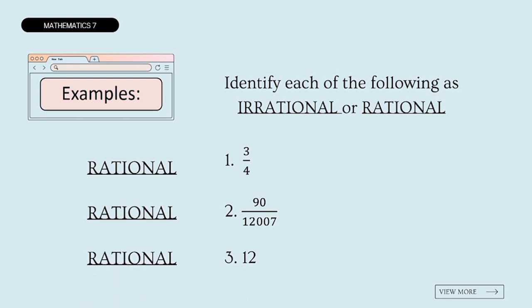And for the last, number 4, the value of the square root of 5 is equal to 2.2360679775. It's a non-terminating value and hence cannot be written as a fraction. So it is an irrational number.